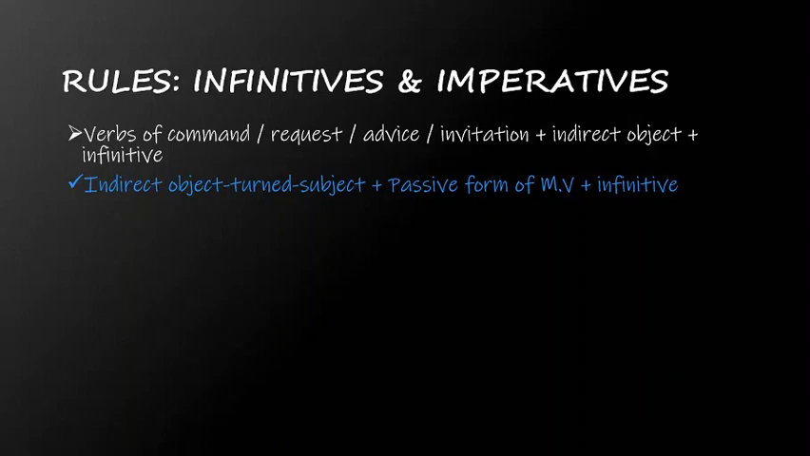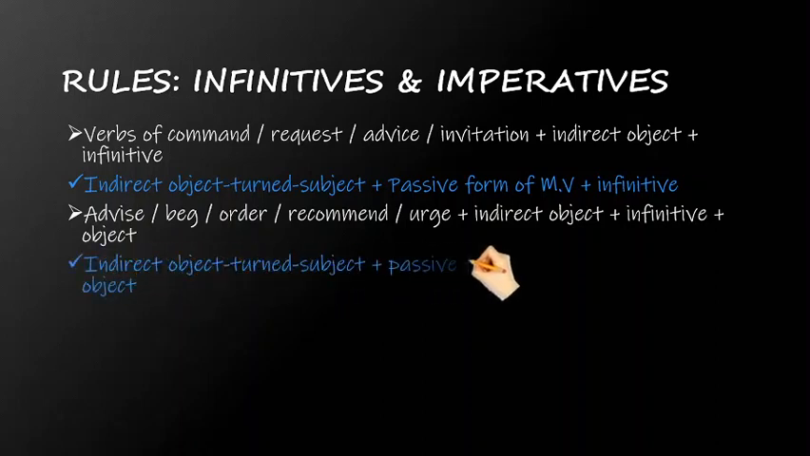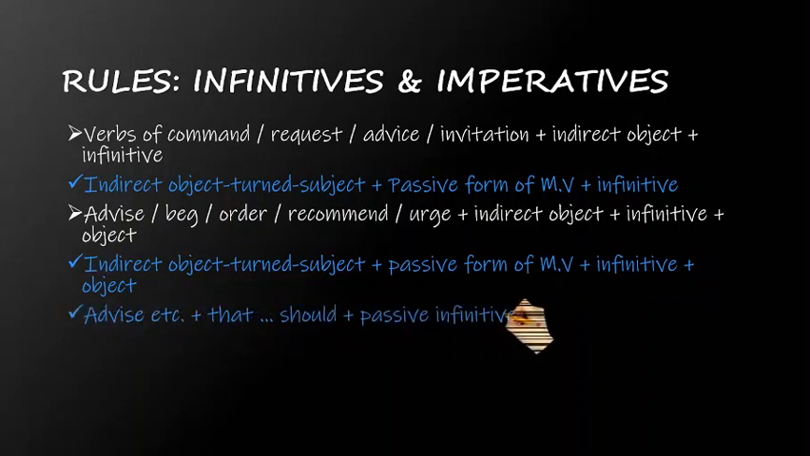Rather, we will convert the main verb, the verb of command, request, advice, those verbs, into its passive form. And if there is advise, beg, order, recommend, urge, all these things, and the same setup, that is, after all this, the indirect object and the infinitive object, then what we do, we can do it in the same manner. The indirect object turns subject, passive form of the main verb, infinitive, and then object. Otherwise, we can also have all the verbs and then that should and then the passive infinitive form.